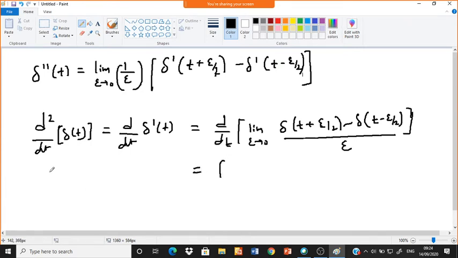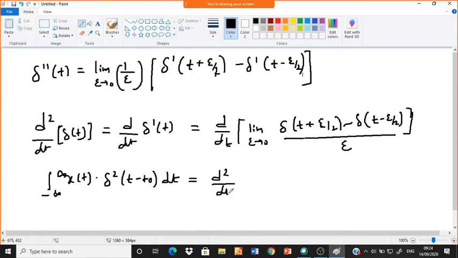We can write this in terms of del square. If you apply it for x of t, integrating from minus infinity to plus infinity of x of t into del square of t minus t naught, what you will get is d square by dt square of x of t, only at t equal to t naught.